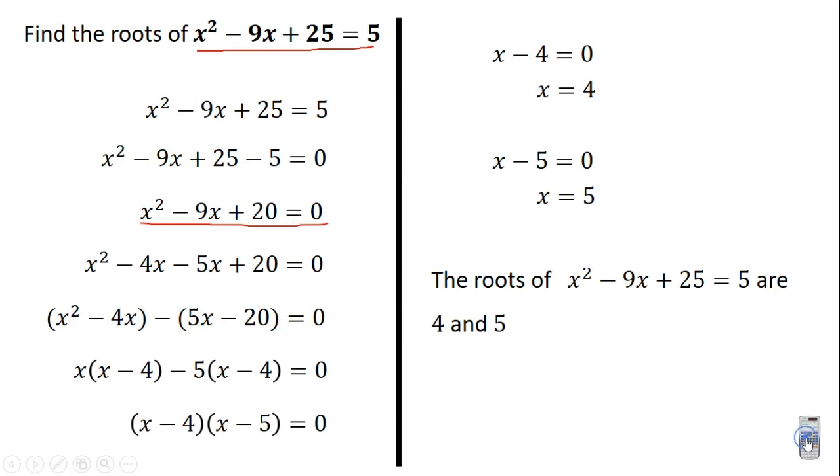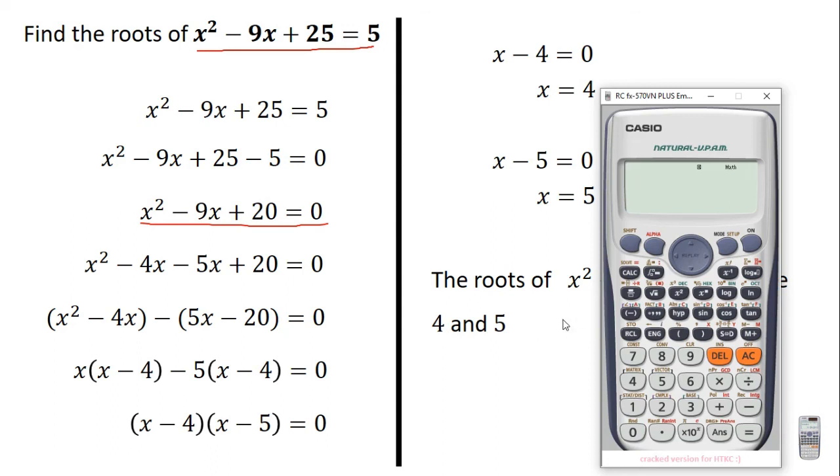Okay, so let's bring our calculator back. You press on mode, you select the fifth option, which is for equation. Then after you have selected the fifth option, you pick quadratic equation, which is the third option. So you press on 3. The calculator is asking us for A. From this equation that we have here, the coefficient of x squared is 1. So it means that A is 1.